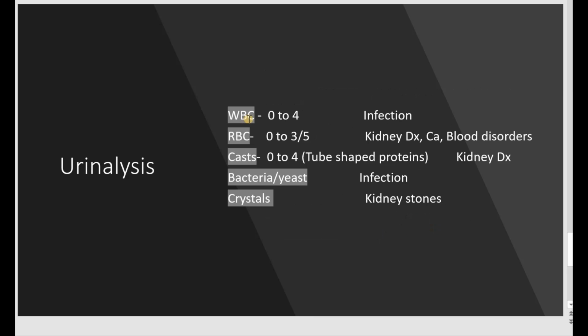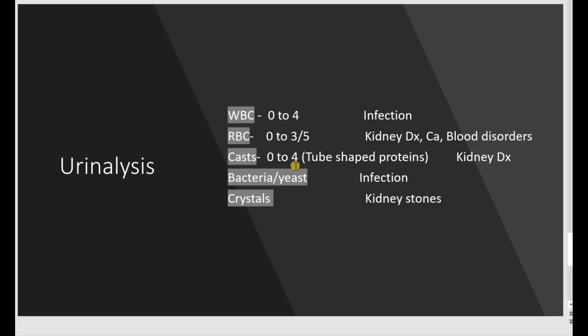Under microscopy, you are looking for WBCs. Normally it is 0 to 4. If it is higher, rule out infection. Again, send the urine for culture. RBCs: normally they are not filtered. It can be 0 to 3 to 5. If present, rule out kidney disorders, cancer or blood disorders.